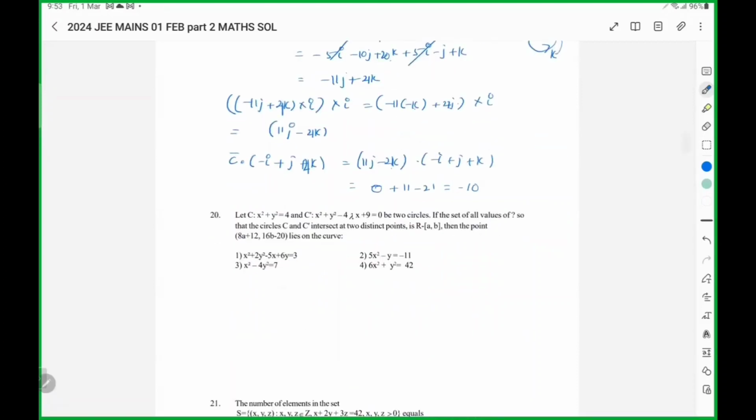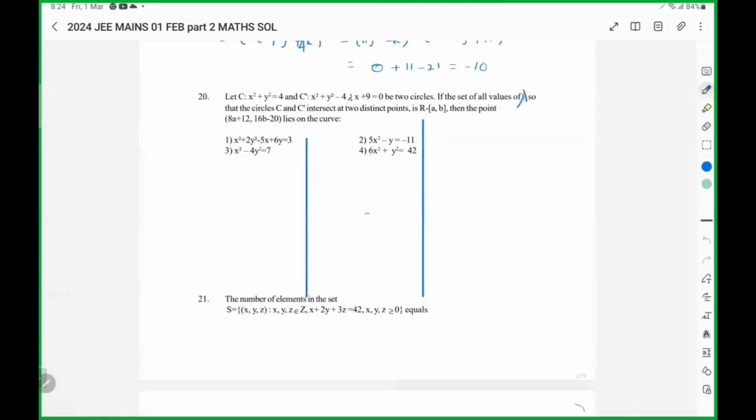Here, two circles. The set of all values of lambda so that the circles intersect at two distinct points. The two circles have the given equations. Set of all values of lambda such that the circles intersect at two distinct points.